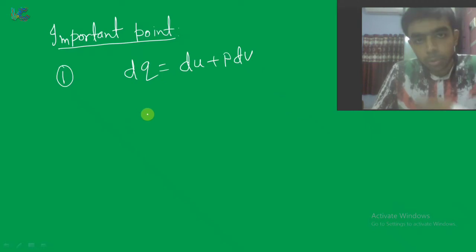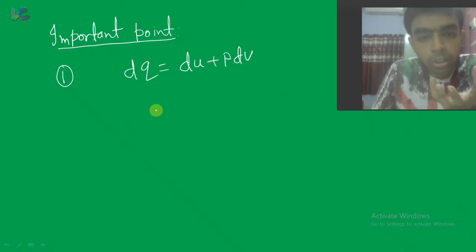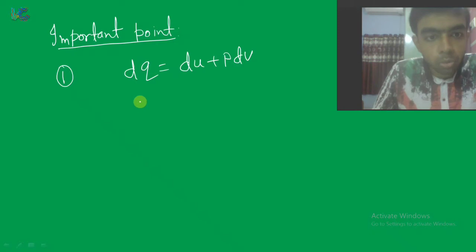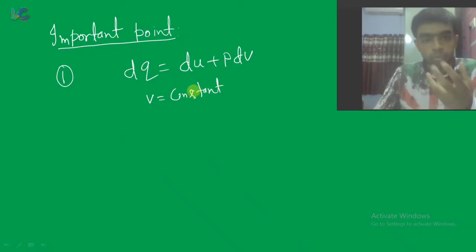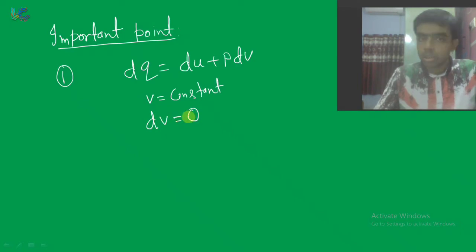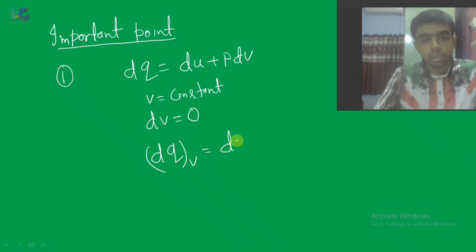Now suppose you are taking a condition where volume is constant, at constant volume condition. If V is constant, that means dV will be equal to 0. Now if you put dV equal to 0 in the equation dq equal to dU plus PdV, what you will get is dq at constant V is equal to dU plus 0, because this is PdV and dV is equal to 0 because V is constant.